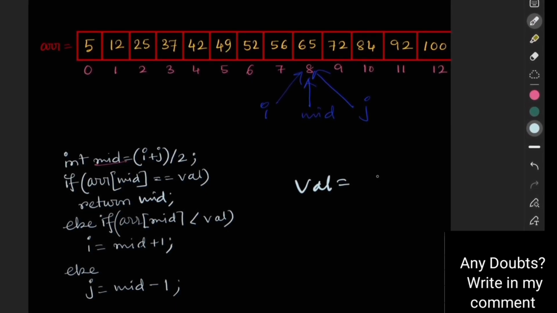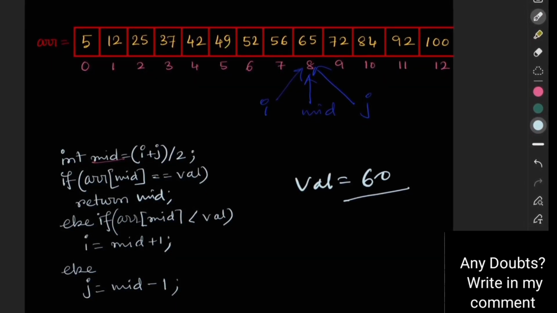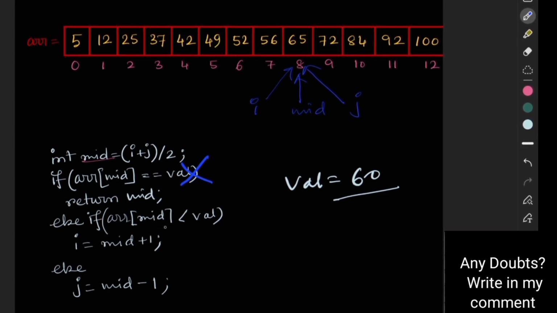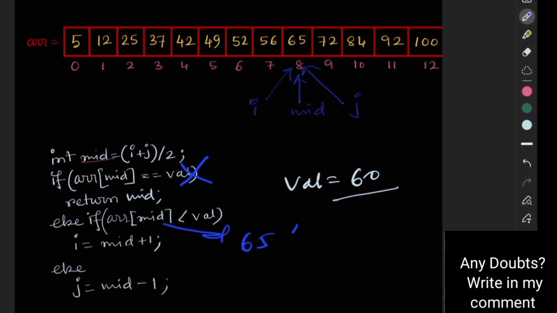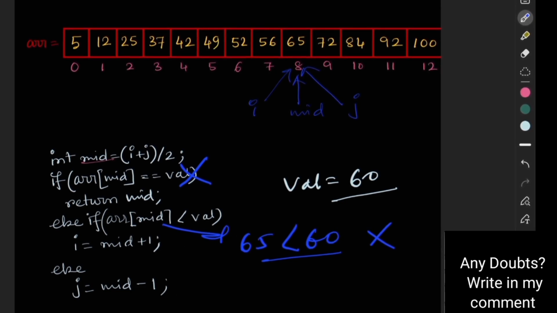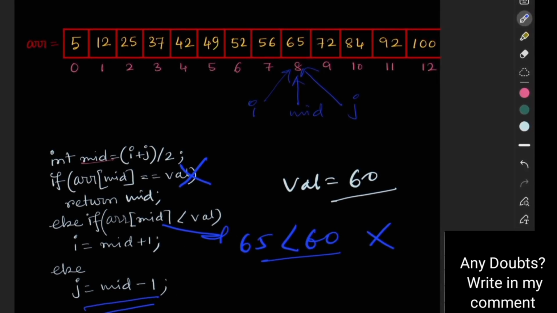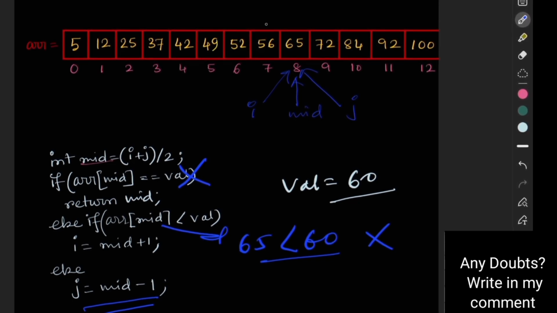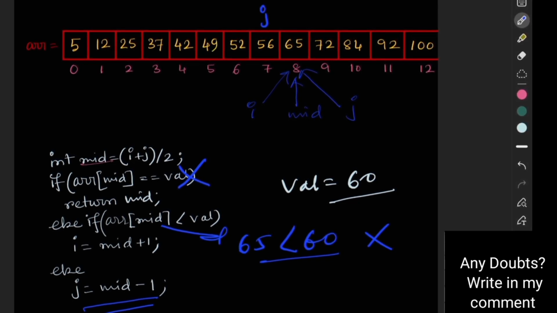If anyone wants to search 60, then as per the code it will fail. This condition will also fail because 65 is not less than 60. So we will go to the else part. That means j will shift to mid minus 1 index. That means j will shift to index number 7.